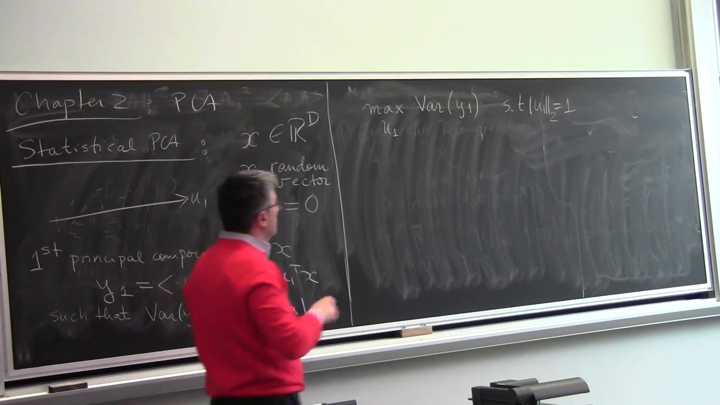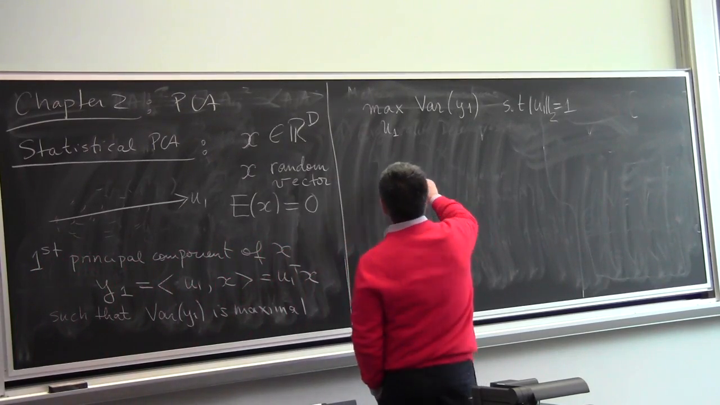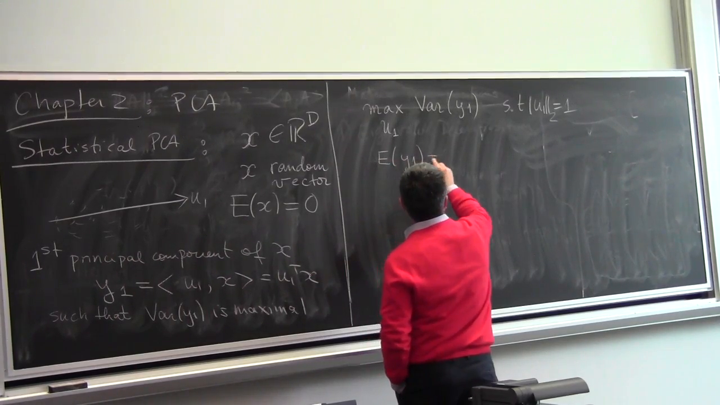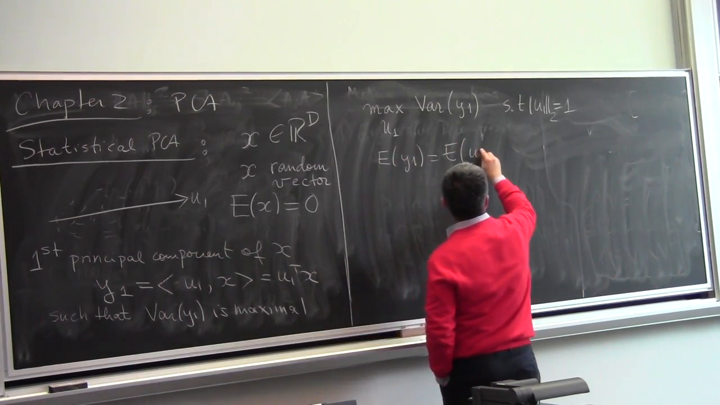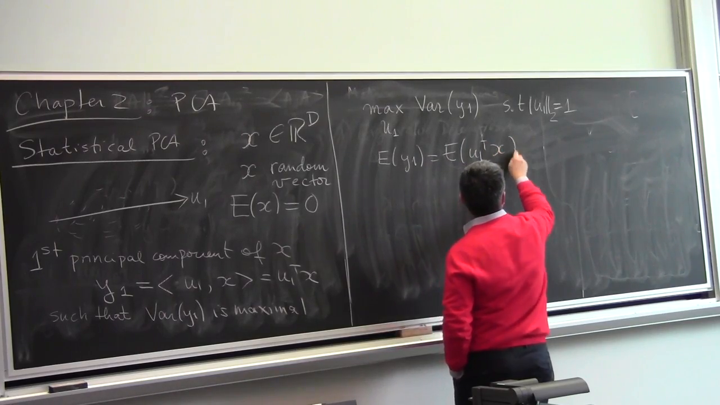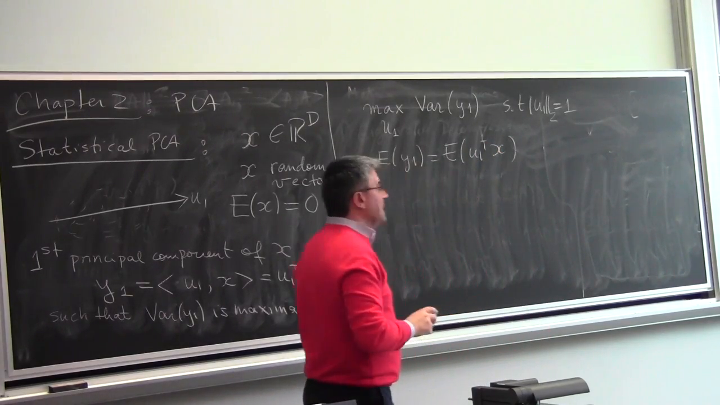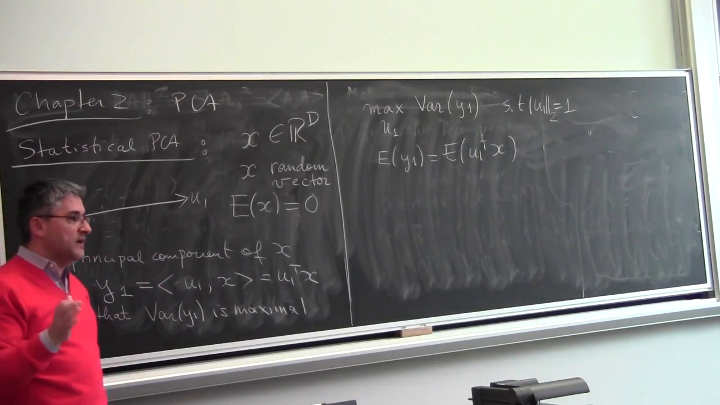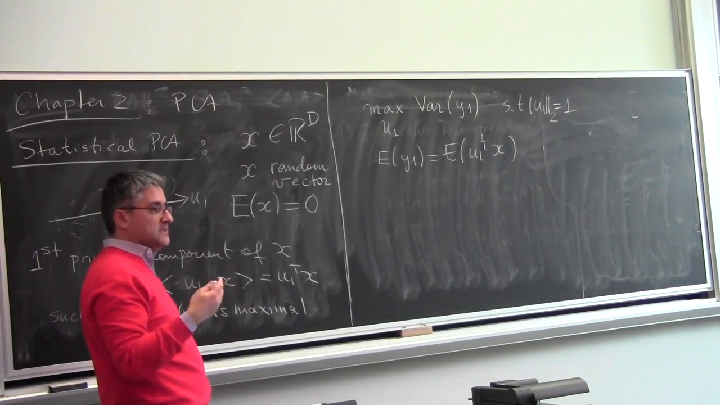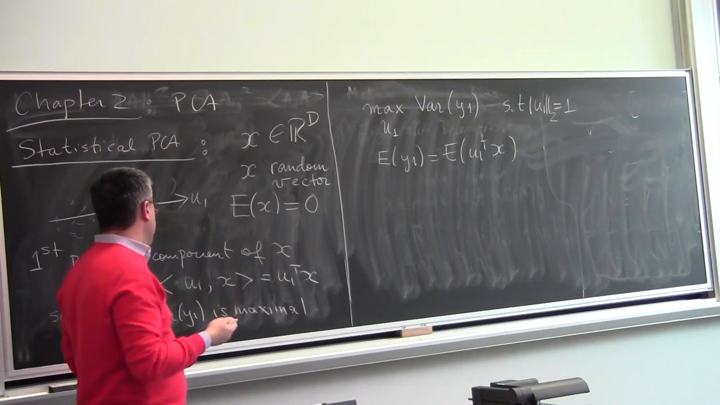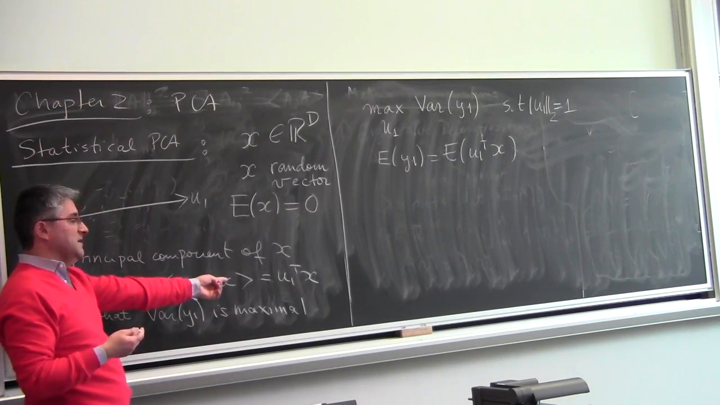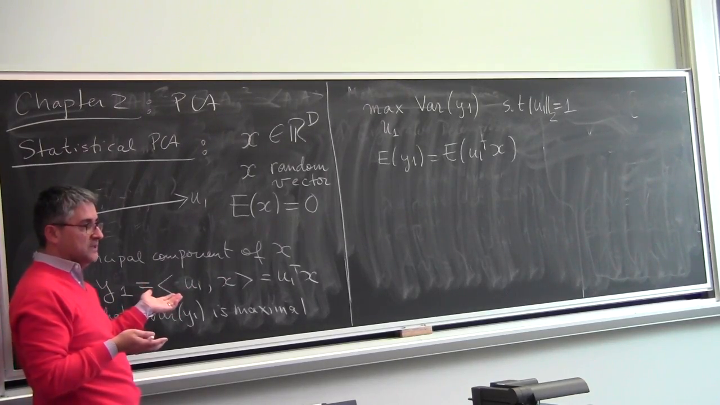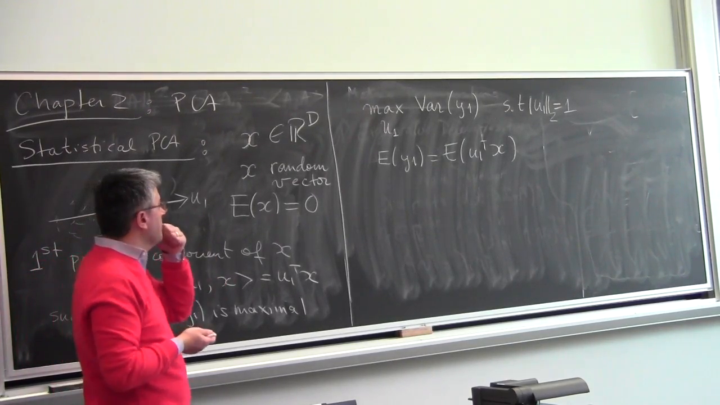Okay, so I'm going to go ahead and compute the variance. So first of all, what is the expected value of y1? That's the same as the expected value of u1 transpose x, right? The vector u1 is going to be a constant. That's just the direction. So what are the random variables here? The random variable is x. And because y is equal to u times x, y is also random. But the vector u, I'm going to assume that it's just a constant vector.